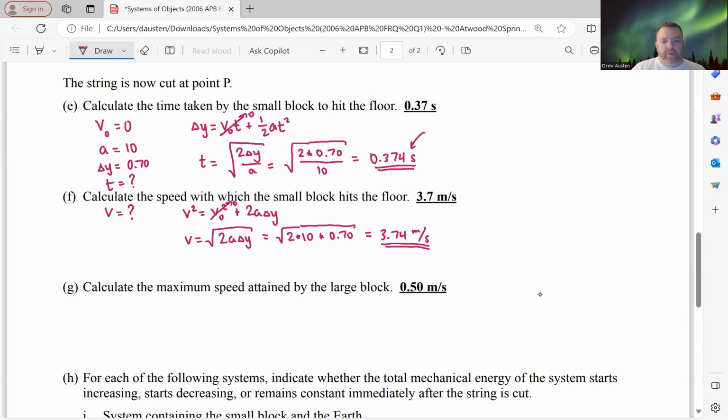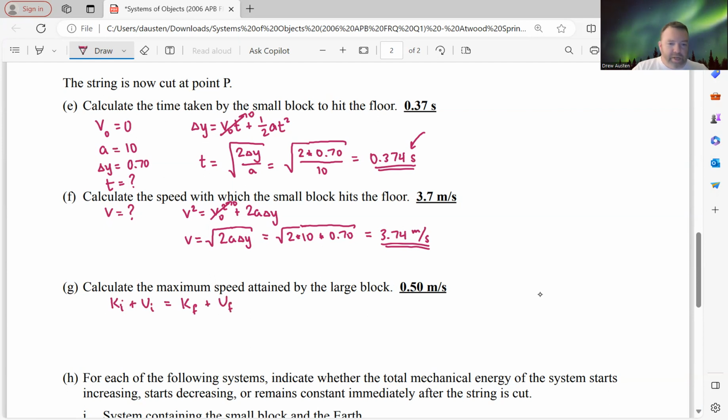For part G, calculate the maximum speed attained by the large block. So the large block is going to immediately be pulled to the left by the spring once that string is cut. And so in that case, we're not using kinematics. We have to use conservation of energy since we're dealing with an elastic energy being converted into a kinetic energy. So I'm going to set up conservation of energy. Ki plus Ui is equal to K final plus U final.